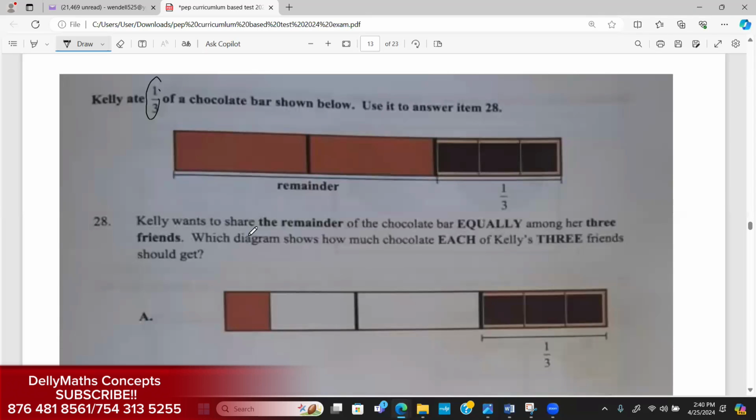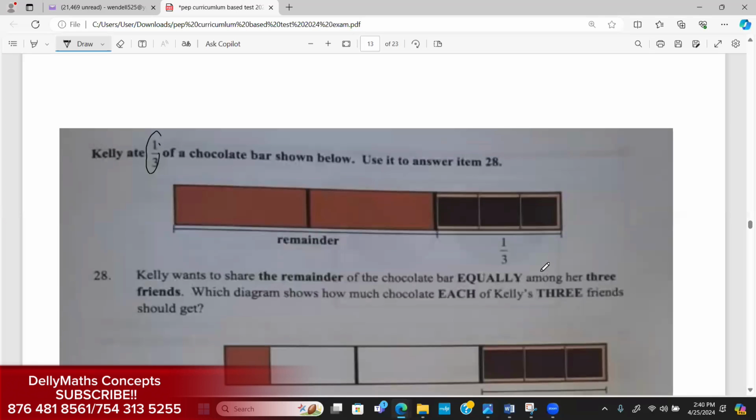So Kelly wants to share the remainder of the chocolate bar equally among her friends. She has 3 friends. This is very important, 3 friends. Which diagram shows how much chocolate each of Kelly's friends gets? So here's the thing. This will divide up into 6 equal pieces. Sorry about my drawing. Let me make it look a little better. So here it is a little bit better now. In other words, the remaining piece was divided up into 6 parts.